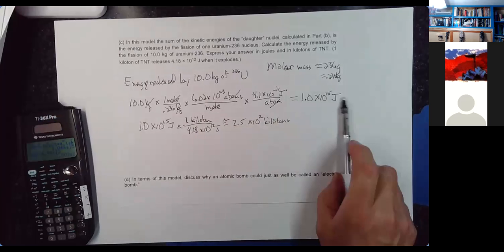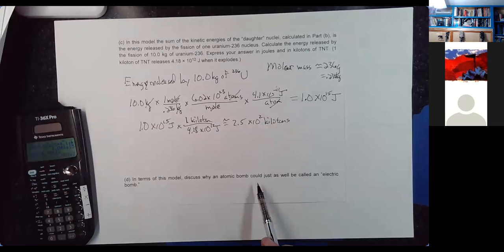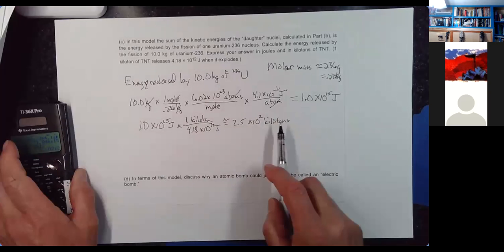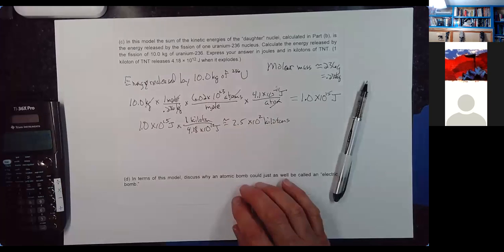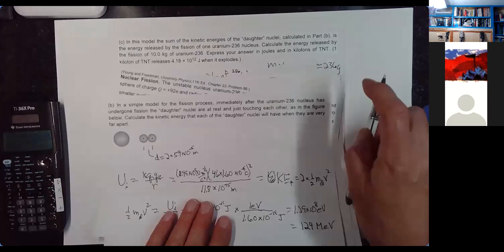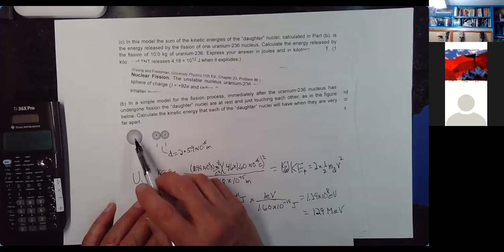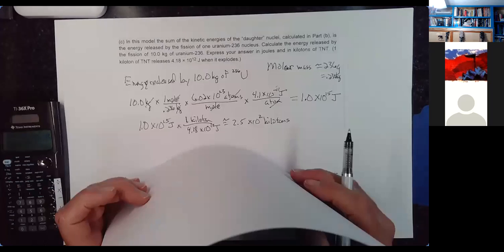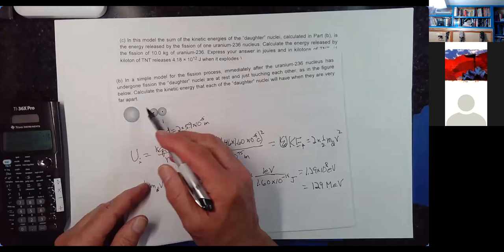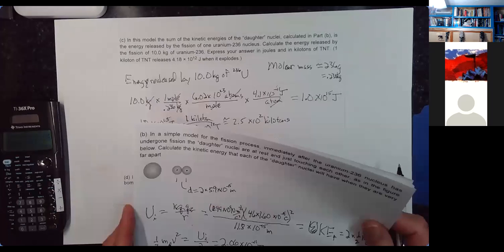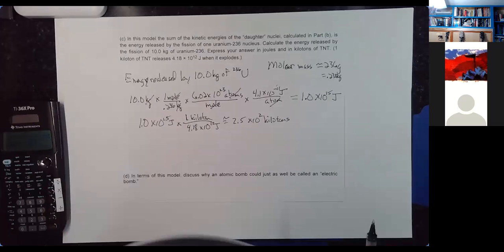So in terms of this model, discuss why an atomic bomb could just as well be called an electric bomb. Well, it's the electric repulsion between those nuclei that pretty much drives this. It's nuclear forces that cause the instability in this nucleus and then the fissioning of it, but it's actually also the electric force playing a big role in the splitting apart of the thing as well. So that's something that happens with bombs anyway.